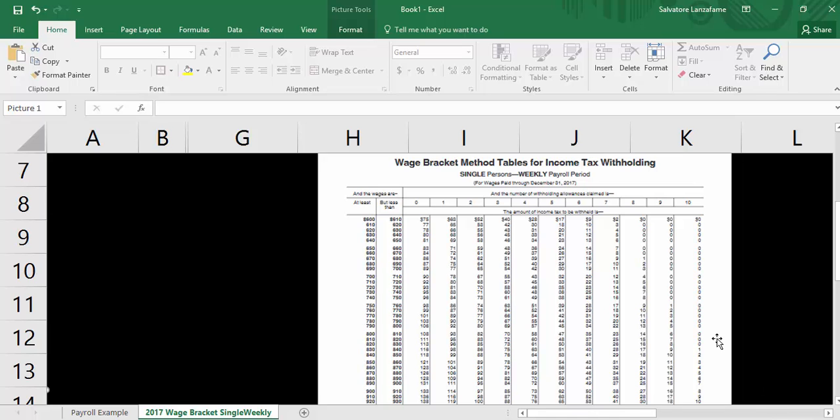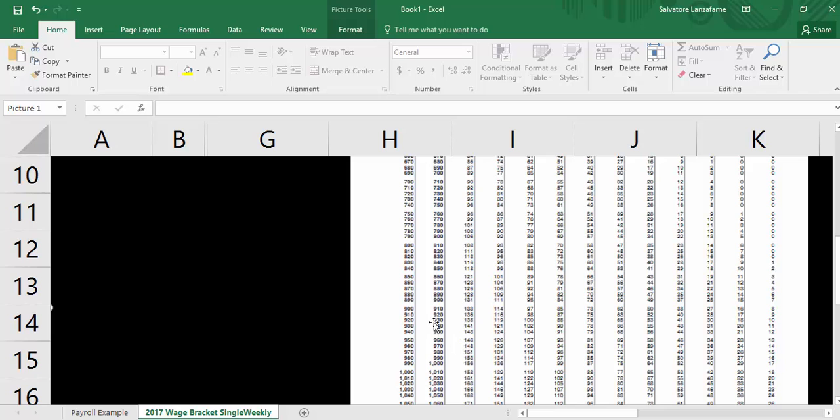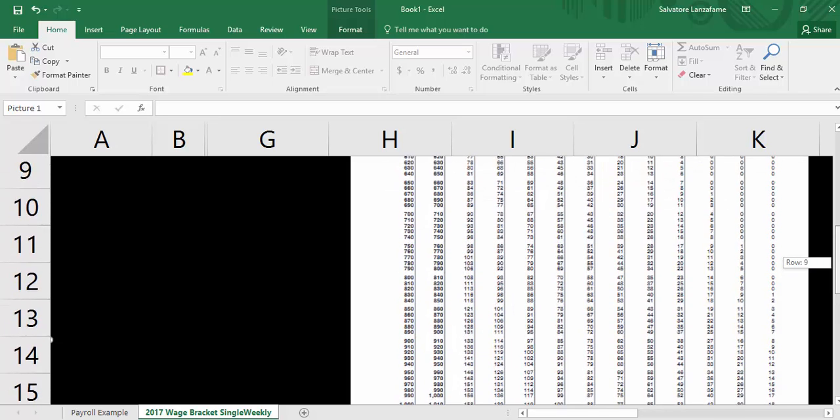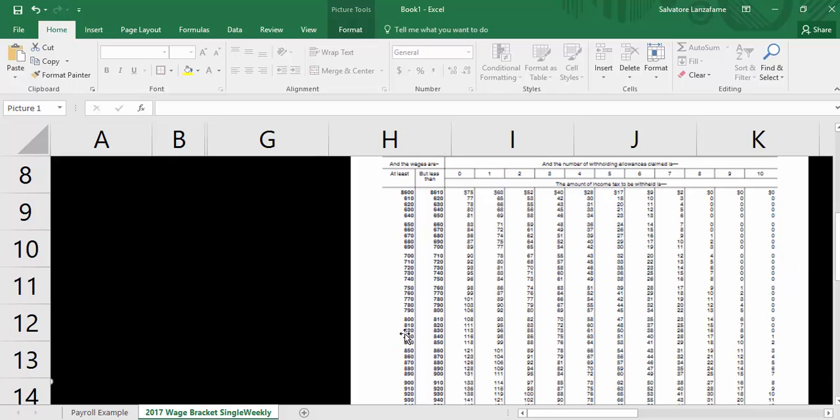Let me blow this up just a little bit so you can see better. Okay, let me try to keep the title here. There we go. Now, which row do we use? Well, here's where the column headings come into play. It says, "and the wages are at least but less than." If we go to the row that says 850 to 860, is our 860 gross pay at least 850? Yep. But is 860 less than 860? No. So that is the wrong row. That means we must use the 860 to 870 row. Is 860 at least 860? Yes. Is 860 less than 870? Yes. You have to answer yes to both of those questions.